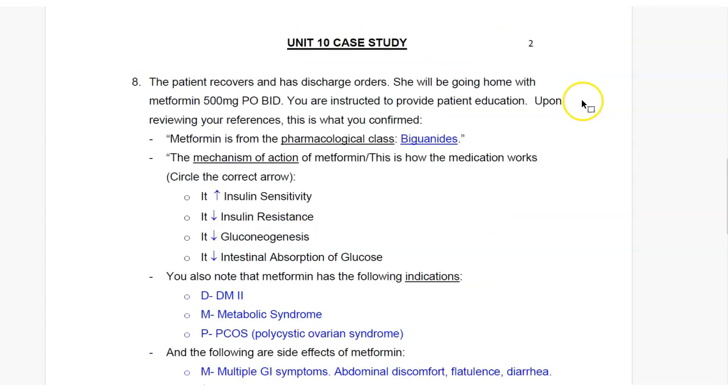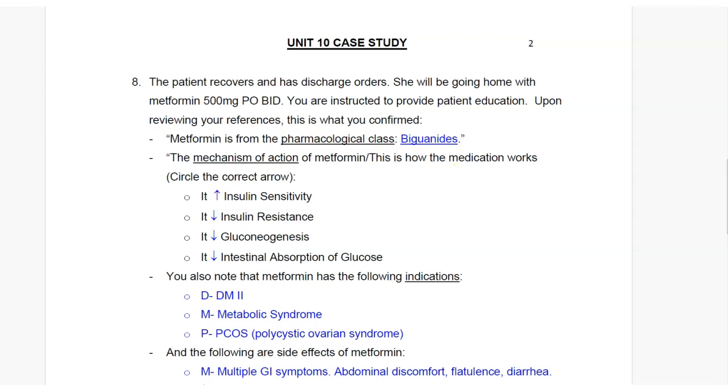The patient recovers and now has discharge orders. Yay, we saved the patient, right? So she will be going home with metformin, 500 milligrams PO BID, so twice a day. You are instructed to provide patient education, and upon reviewing your references, this is what you confirmed. Metformin is from what pharmacological class? Metformin is a biguanide, so this is under biguanides. That's the pharm class for metformin.